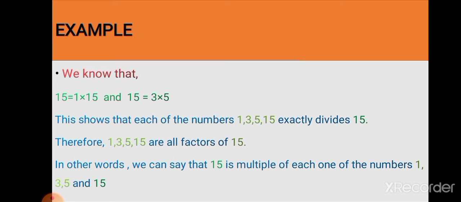We know that 15 is equal to 1 times 15, and 15 is the product of 3 and 5. This shows that each of the numbers 1, 3, 5, 15 exactly divides 15, or 1, 3, 5, 15 are all factors of 15. Or we can say that 15 is a multiple of each one of the numbers 1, 3, 5 and 15. For example, the multiples of 4 are 4, 8, 12, 16, 20, and the factors of 4 are 1, 2 and 4.